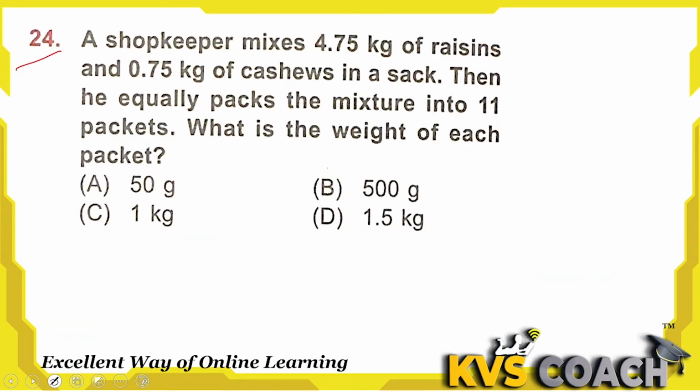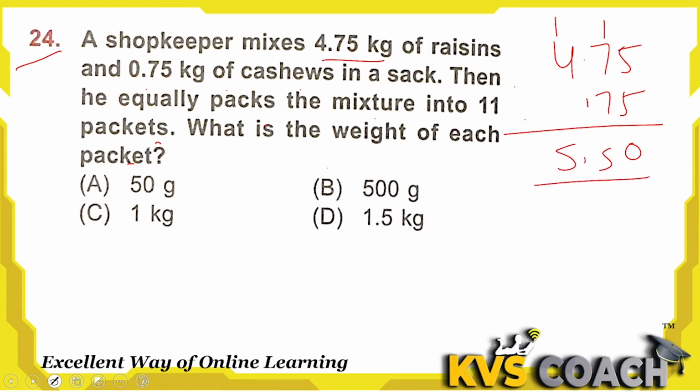24. A shopkeeper mixes 4.75 kg of raisin and 0.75 kg of cashew in a sack. Then he equally packs the mixture into 11 packets. What is the weight of each packet? Look, 4.75 kg raisin and 0.75 kg cashew, so add both of them. 5.50 kilograms he is totally packing. So how much does one packet carry? Total 11 packets are here, so 5.50 divided by 11.